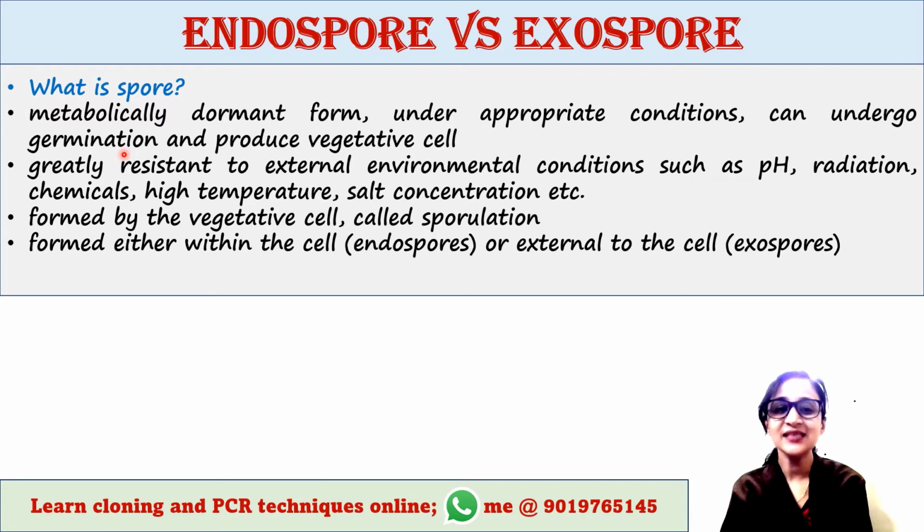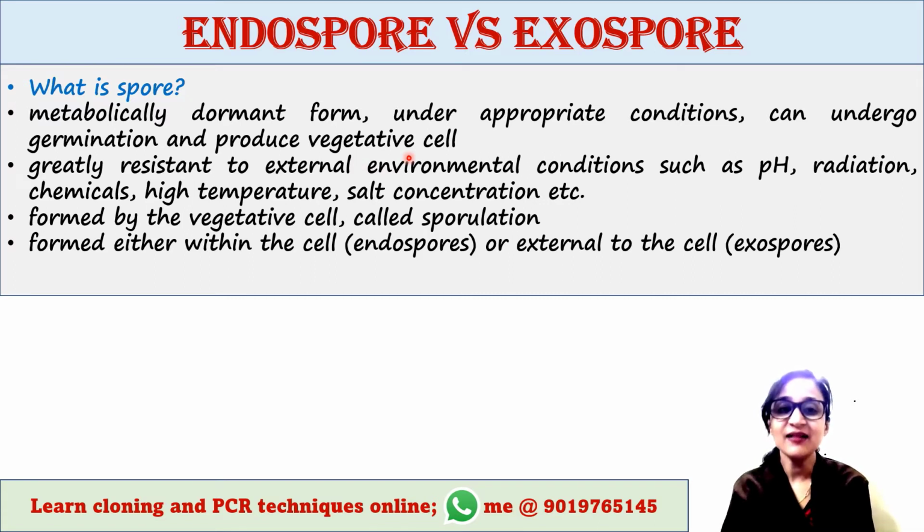So the spore is a metabolically dormant form. That means spore remains inactive. Hence it does not require nutrition, because it remains just as a dead organism but has a very few metabolism. But once it gets its appropriate conditions like water, food, etc., it undergoes germination. And after germination, what it produces? It produces vegetative cell.